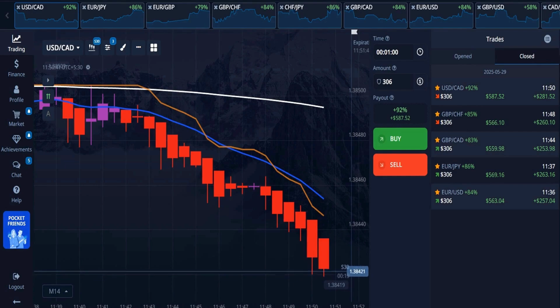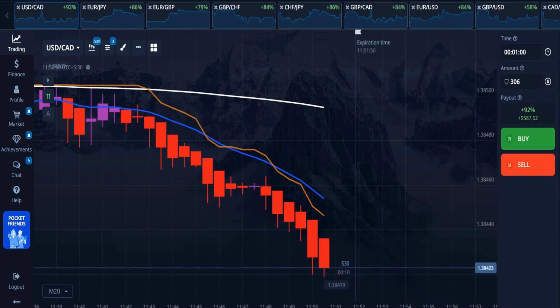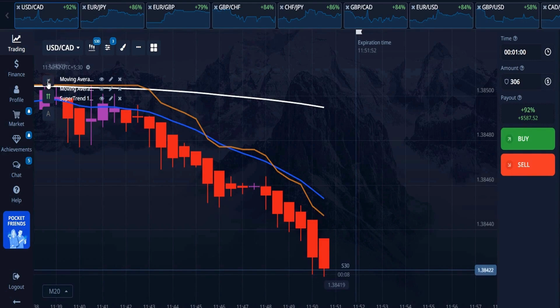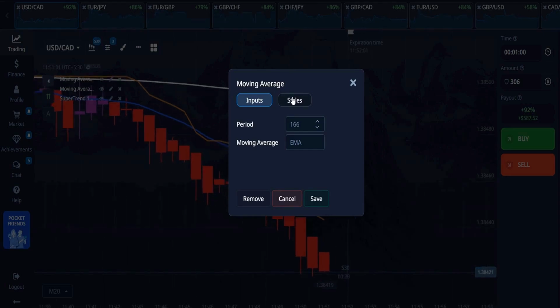Now, before we jump into the next setup, let's quickly go over the fine-tuned indicator settings that make this strategy so powerful. Indicator setup. Pay close attention to these values. EMA, white line. Type: exponential moving average. EMA period: 166. Purpose: helps you identify the overall trend direction. Above the Heikin Ashi candles, downtrend; below the candles, uptrend.